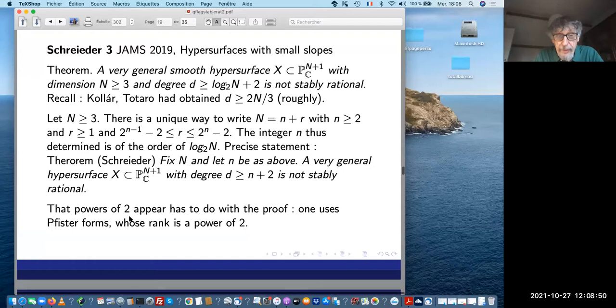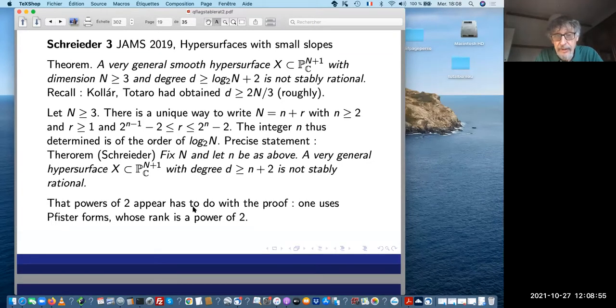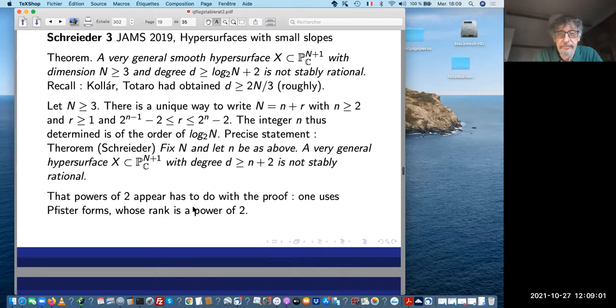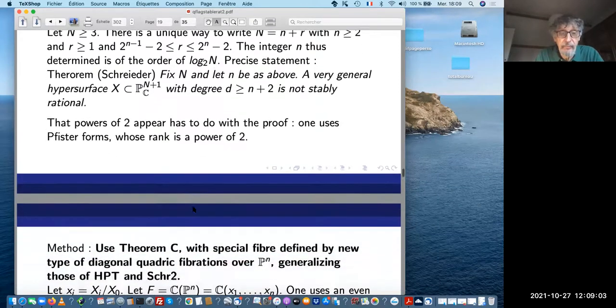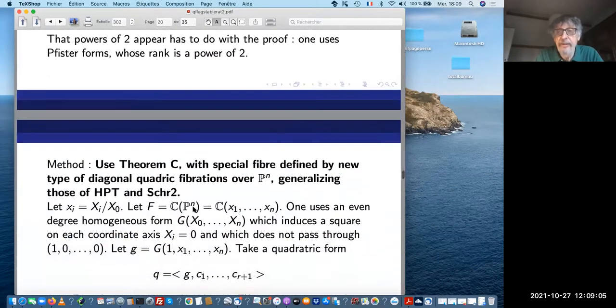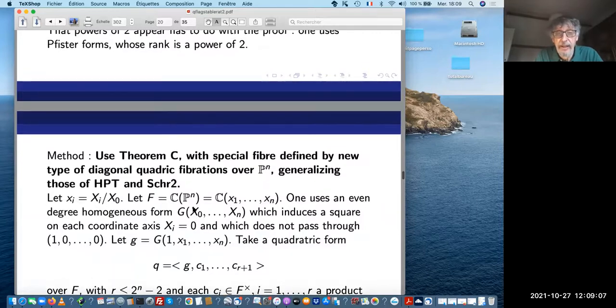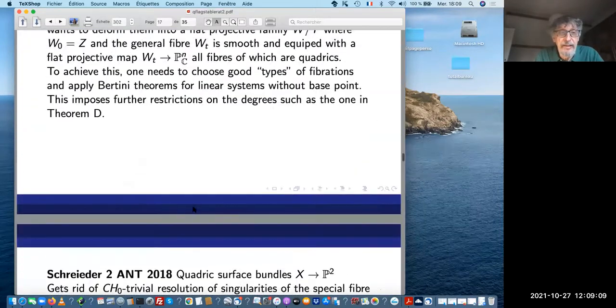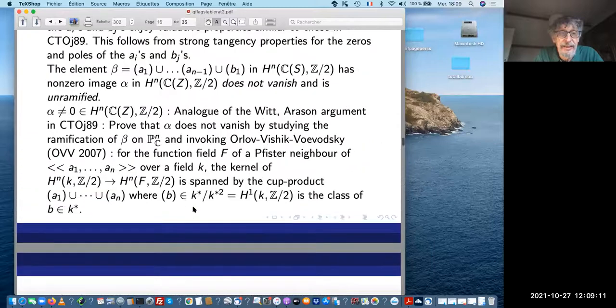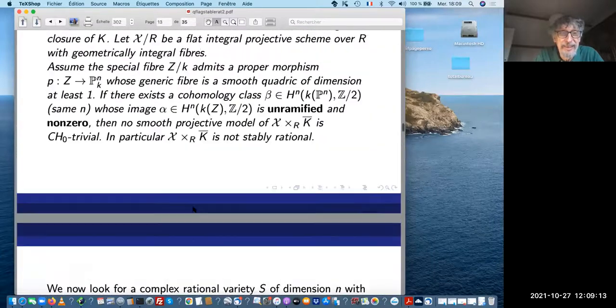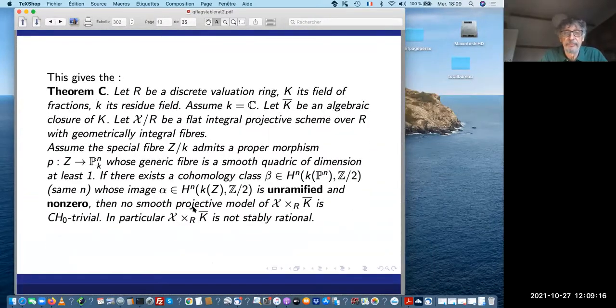Okay, that the powers of two appear in this story has to do with the proof. One uses Pfister forms, and as is well known, the rank of Pfister forms is a power of two. Okay, what is the method? The method is to use theorem C. Theorem C, let's have a look again at theorem C, in case you or I do not remember it. So theorem C is this one.